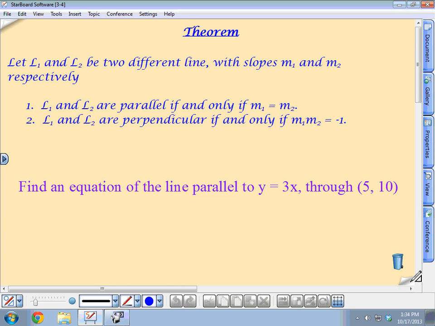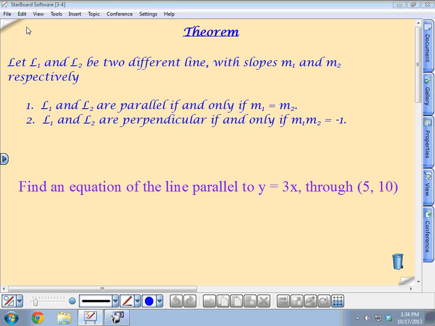Finally, the theorem that we are going to work with says this. You have 2 lines, L1 and L2. They're different lines. They're not the same line. And they have 2 differences because they're not the same line. They have 2 slopes. So the slope of line 1 is M1, and the slope of line 2 is M2. Okay? Line 1 and line 2 are parallel if their slopes are equal. So if you have 2 lines that have the same slope, they're parallel.